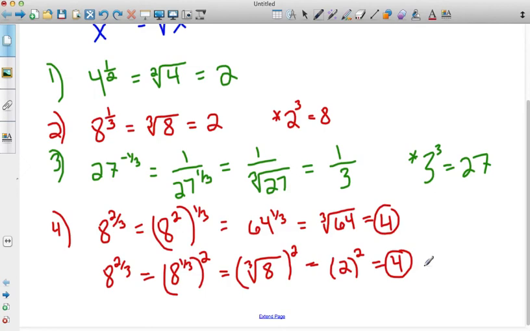Now if you head to Khan Academy when you get home at night and you want to practice some more of these, they have some great examples. If you search for fractional exponents, that's the way to go. Otherwise, keep these in your notes and refer back to them when you need them.